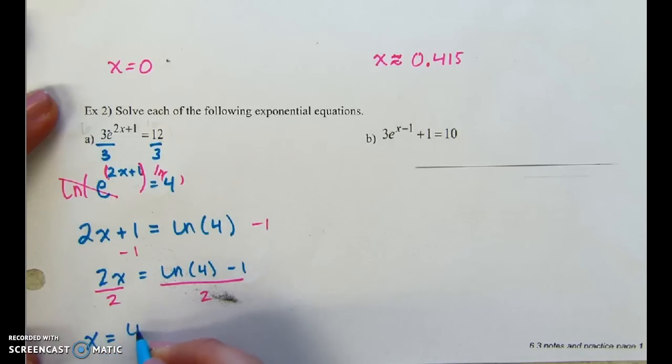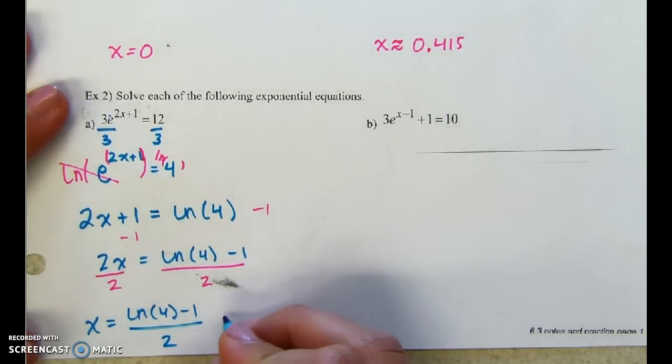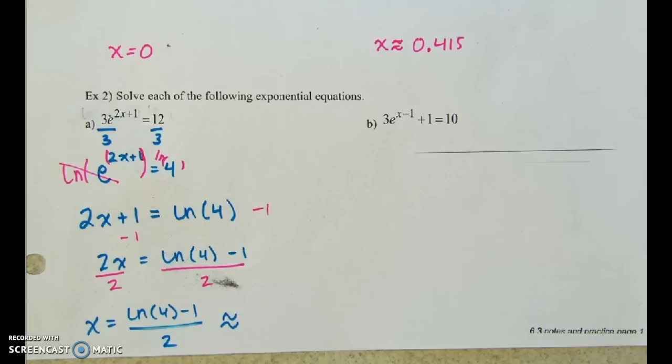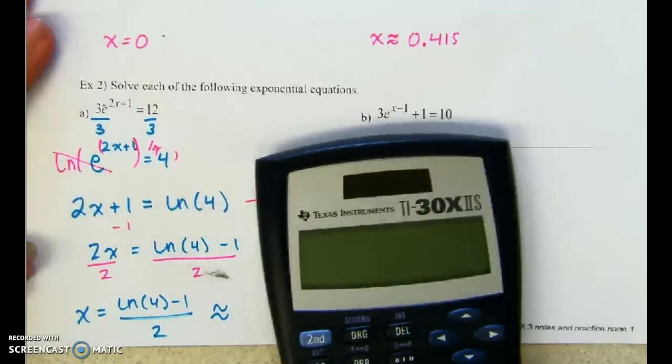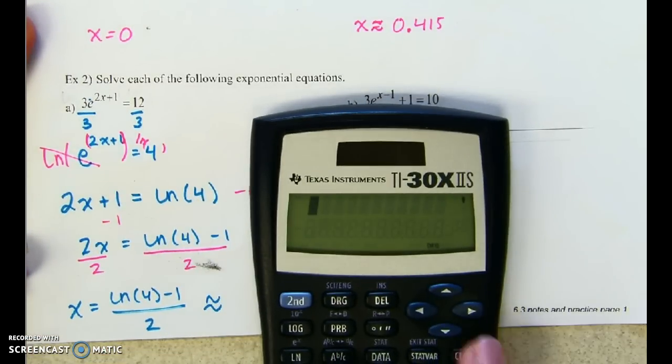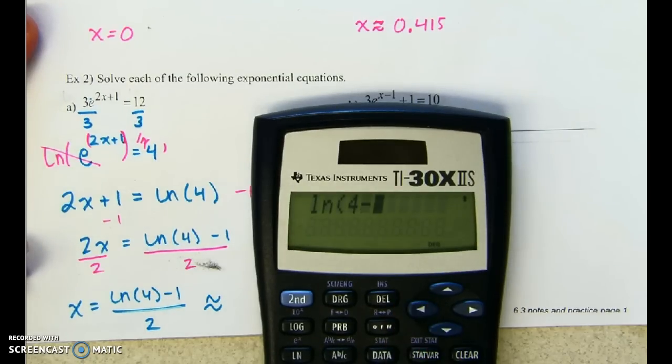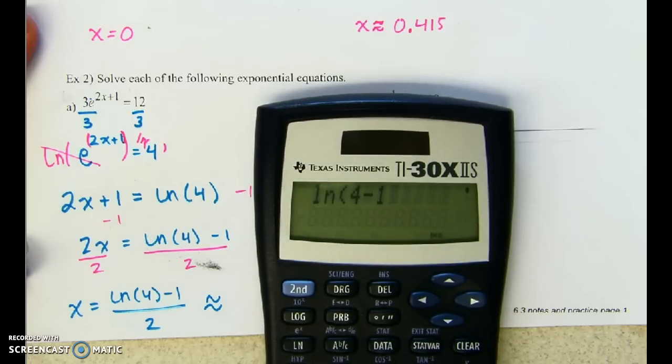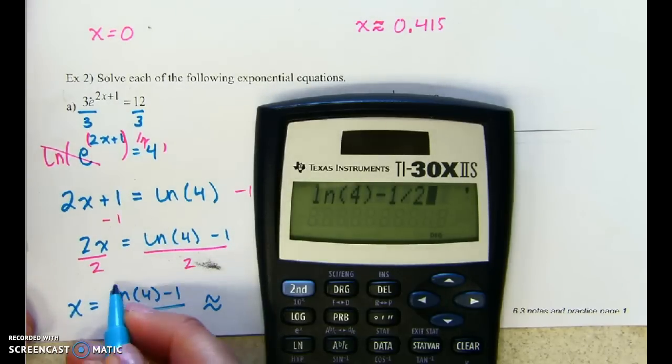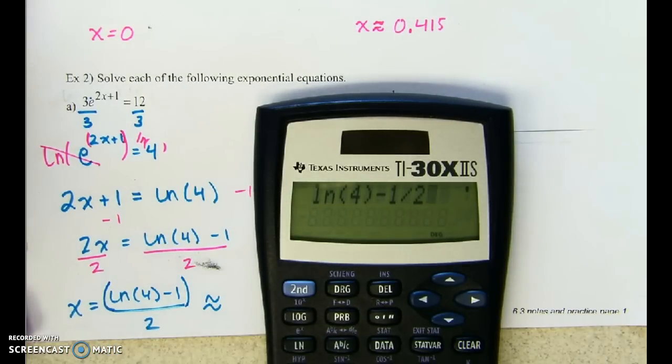This is the exact answer. How would I get the approximate answer? To get the approximate answer, you plug it into the calculator. Okay, watch. ln of 4. First of all, can you all see this? Is that correct? No. After you put ln of 4, you have to close that parenthesis and then put minus 1. Now watch. Divide by 2. Is that correct? No, not at all, because the ln of 4 minus 1, all of it needs to be divided by 2.